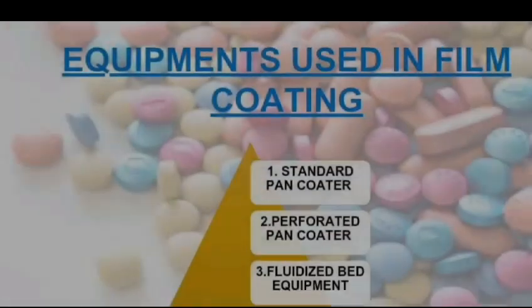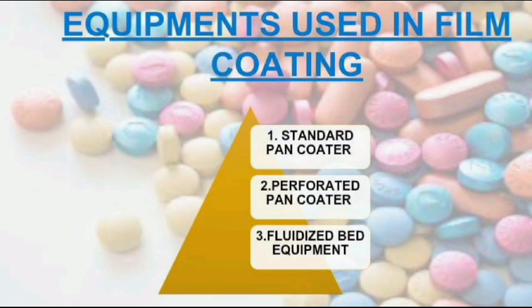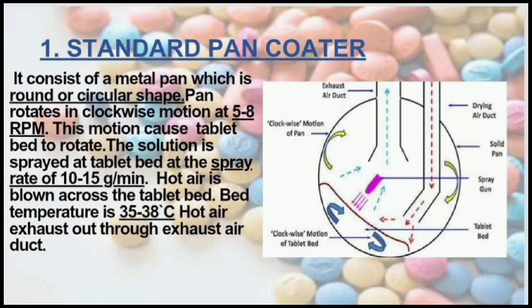Now further proceeding, the topic is equipment used in film coating: standard pan coater, perforated pan coater, and fluidized bed. Standard pan coater. It has a circular metal pan that tumbles the tablets and the pan rotates at 5 to 8 rpm in clockwise motion. The spray gun sprays the solution on the tablet bed at a spray rate of 10 to 15 gram per minute. Then hot air is introduced through the drying air duct and hot air penetrates the tablet bed and helps in drying tablets. Hot air and vapor exit through the exhaust air duct.